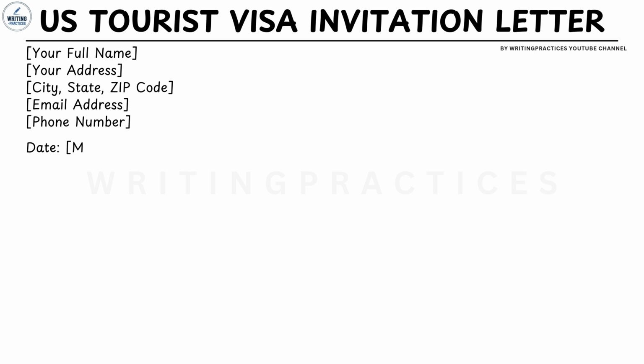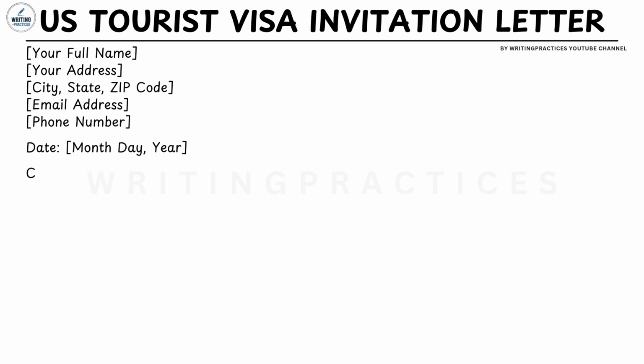Date. Next, include the date you're writing the letter. Use a formal date format, such as March 6, 2025. The date is important for showing when the letter was issued, especially if the application involves time-sensitive travel plans.